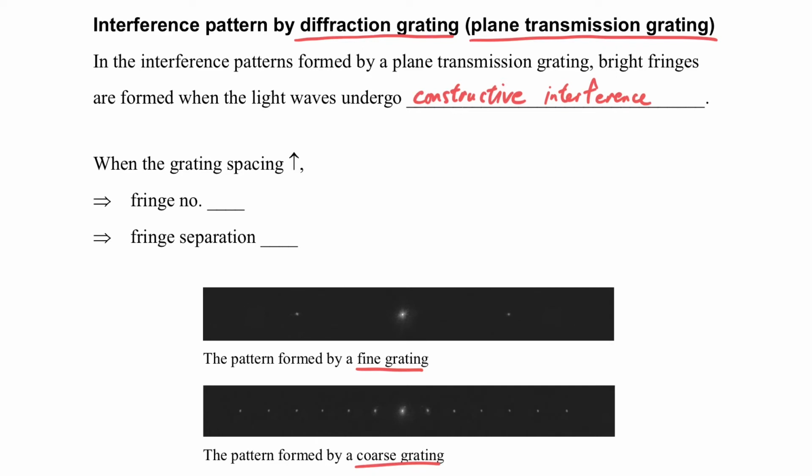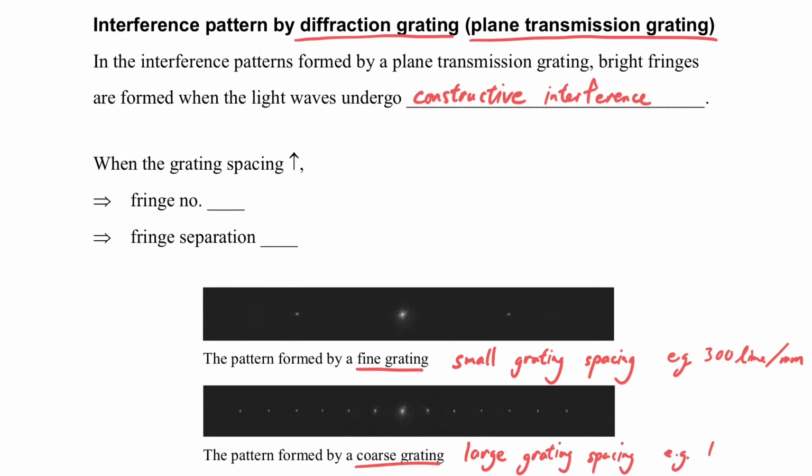So we have two kinds of grating in general. Fine grating means we have a small grating spacing. That means the slits are closely packed. For example, we have 300 lines per mm. That means in 1 mm there are 300 slits. And another kind we call the coarse grating, which has a large grating spacing. For example, maybe just 100 lines per mm, but even though we call it coarse, it still has a lot of slits.